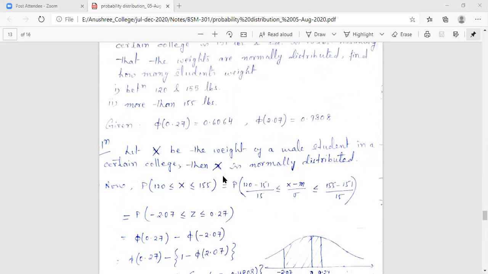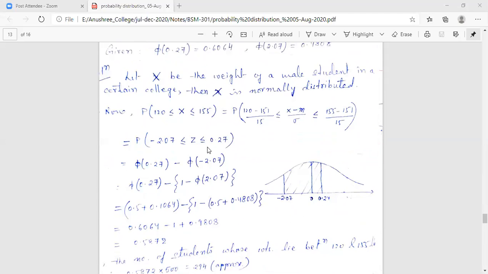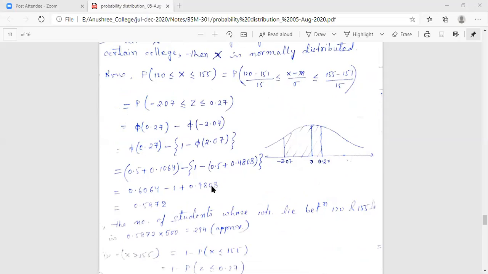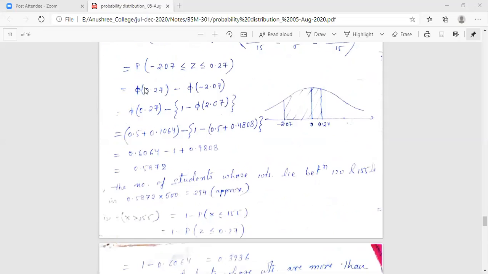Now phi of 0.27 is given to you as 0.6064 minus 1 minus phi of 2.07, that is given to you as 0.9808. You can directly put in the values here. They have taken 0.5 plus, but there is no need to do that. You can directly put in the values and you will get 0.6064 minus 1 plus 0.9808. And the value that we get for the probability is 0.5872.